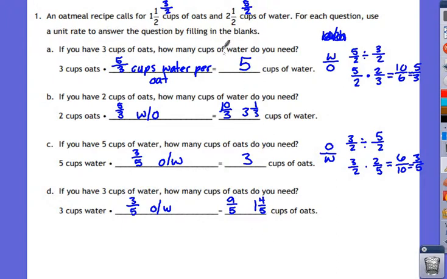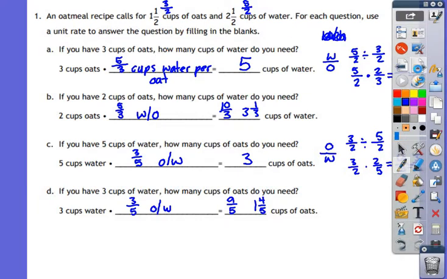Alright, so what I was looking for said how many cups of water. That's how I knew what came first in my per. Water per oats. That's how I set up my fraction to find my scale factor. Alright, we're going to flip the page and take a look at problem 2.